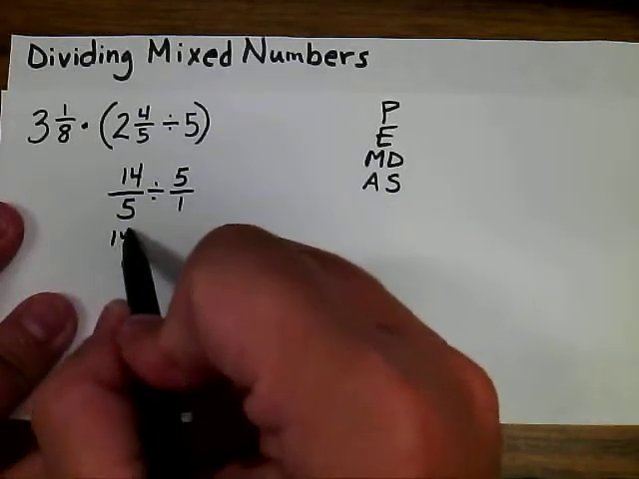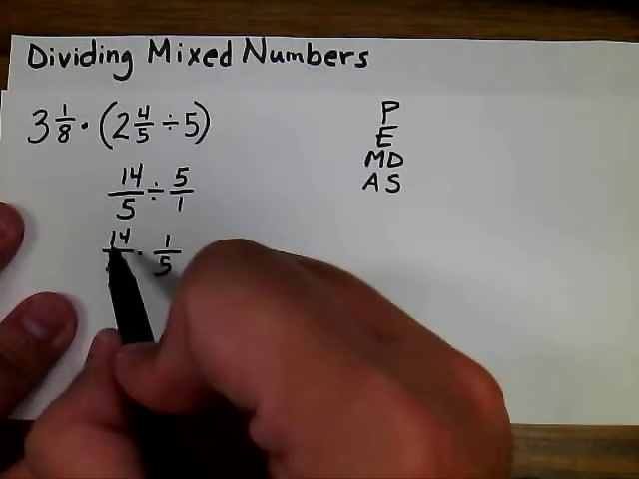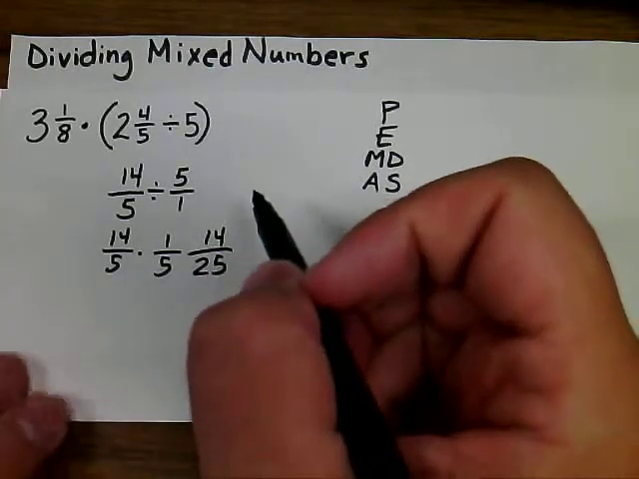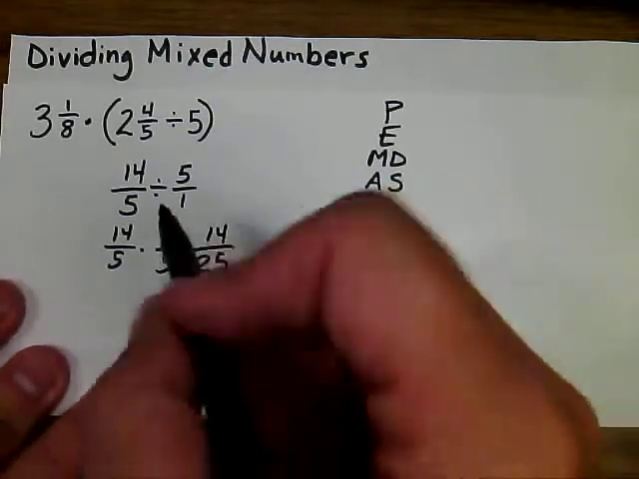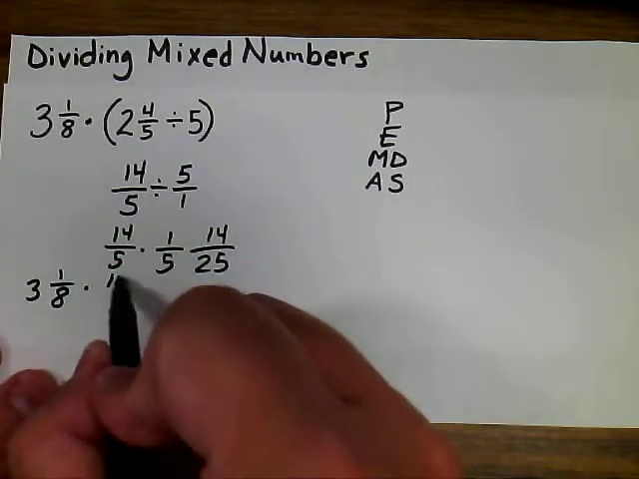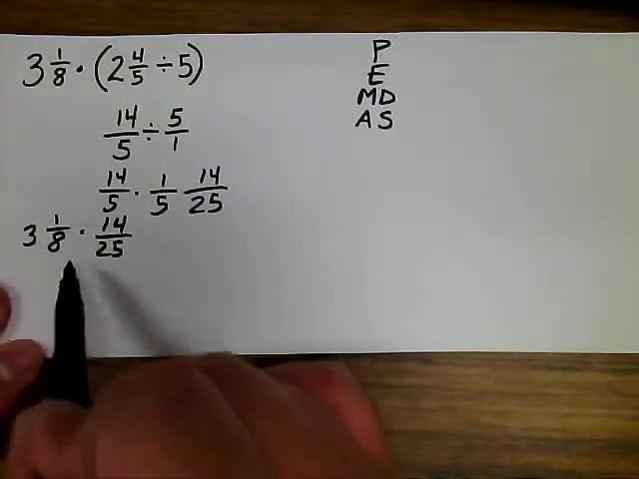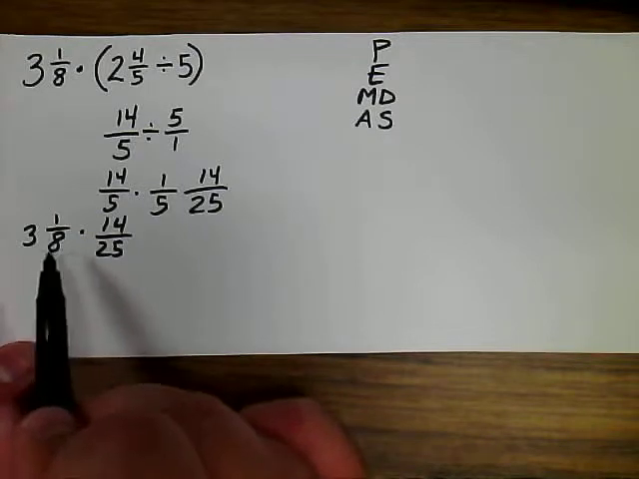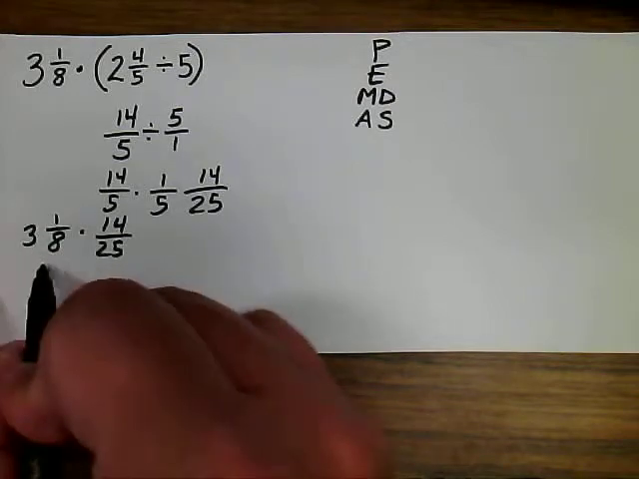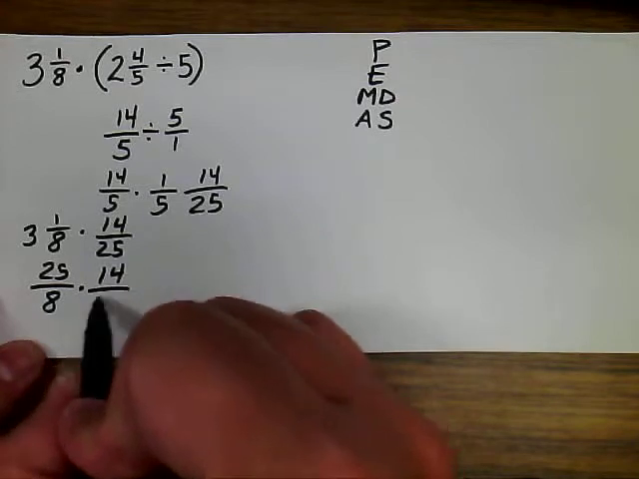Again, we're going to rewrite this, making our reciprocal of the right fraction, changing to multiplication. We're going to multiply 14 times 1 is 14. 5 times 5 is 25. Now, this problem is going to then leave us with 3 1/8 times 14 over 25. Remember, with multiplication, we do need to change our mixed numbers into improper fractions. This is already a standard fraction, so 3 times 8 is 24, plus 1 is 25 over 8. Keep in mind, folks, this is multiplication already.